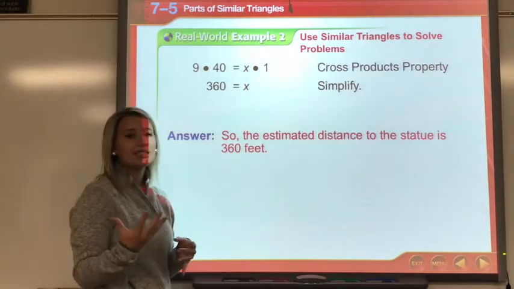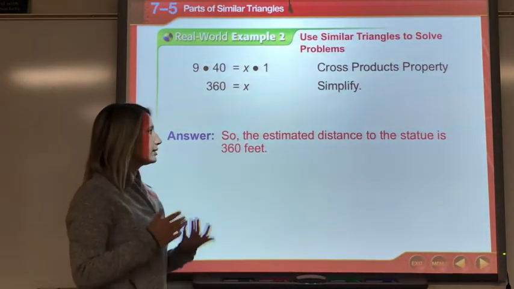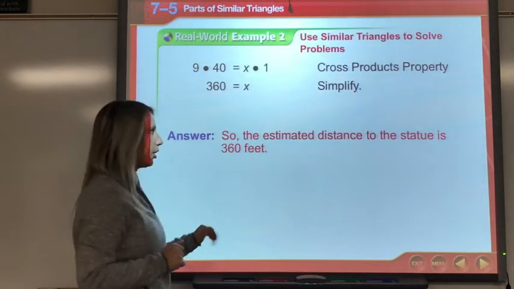So go ahead, we're going to simplify it, apply the cross product property, and solve. So we're estimating that the distance between my arm and that statue is about 360 feet. That was kind of a weird example, but we'll go with it.